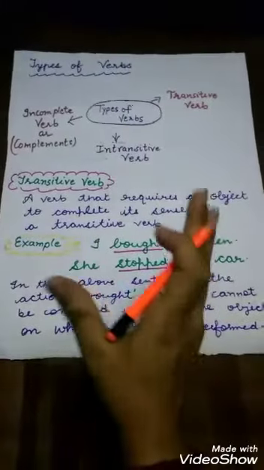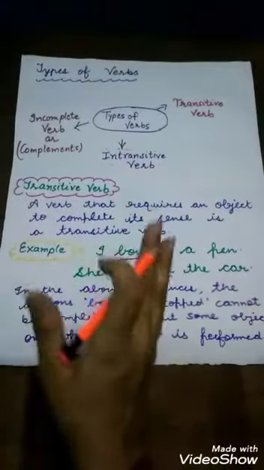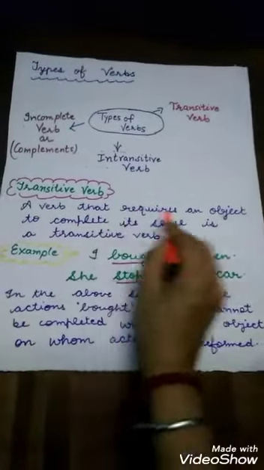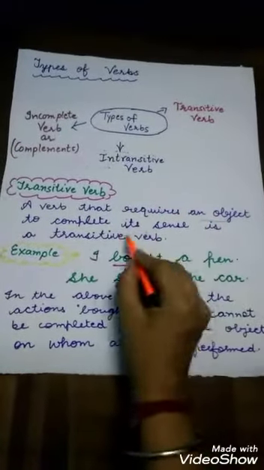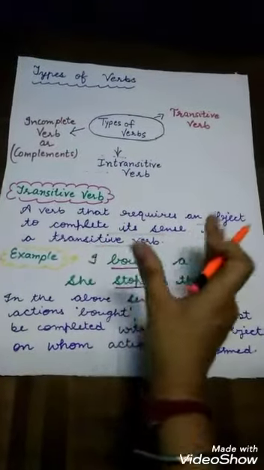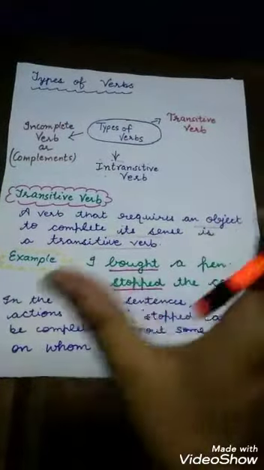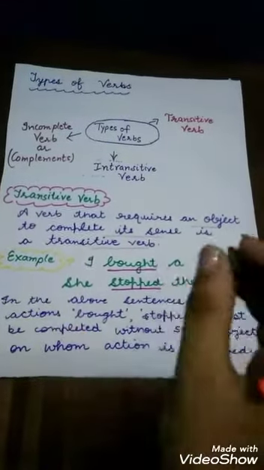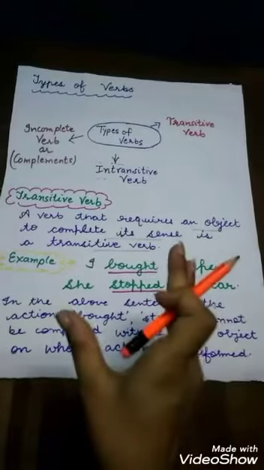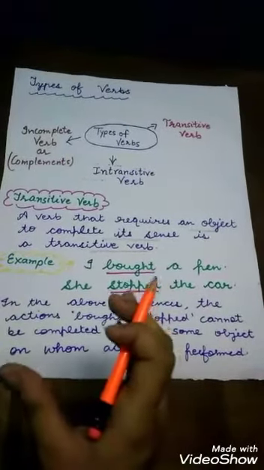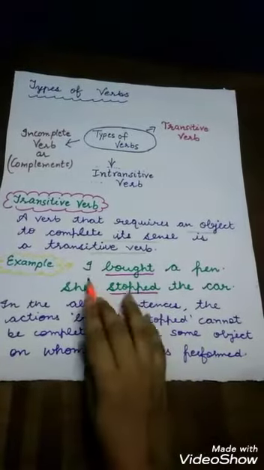So students, our first type of verb is transitive verb, a verb that requires an object to complete its sense. So if the object on which the action is performed is present in the sentence, or it is written in the sentence, then the verb will be a transitive verb. Now let's read a few examples.